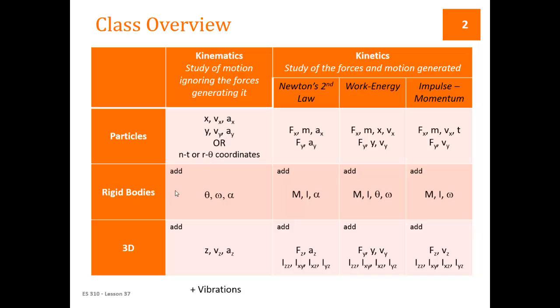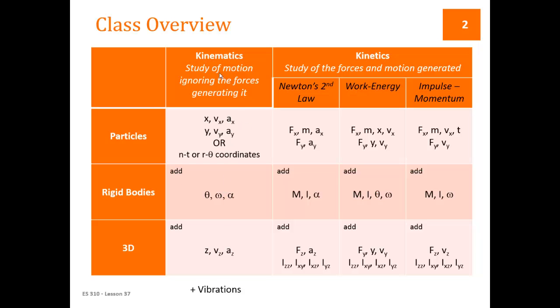When we went to rigid bodies, we allowed things to rotate, and so we added the variables theta, which is the rotational position variable, omega, which is the rotational velocity, and alpha, which is the rotational acceleration. In 3D, we added a third dimension, so we added the z variable for position, velocity, and acceleration.